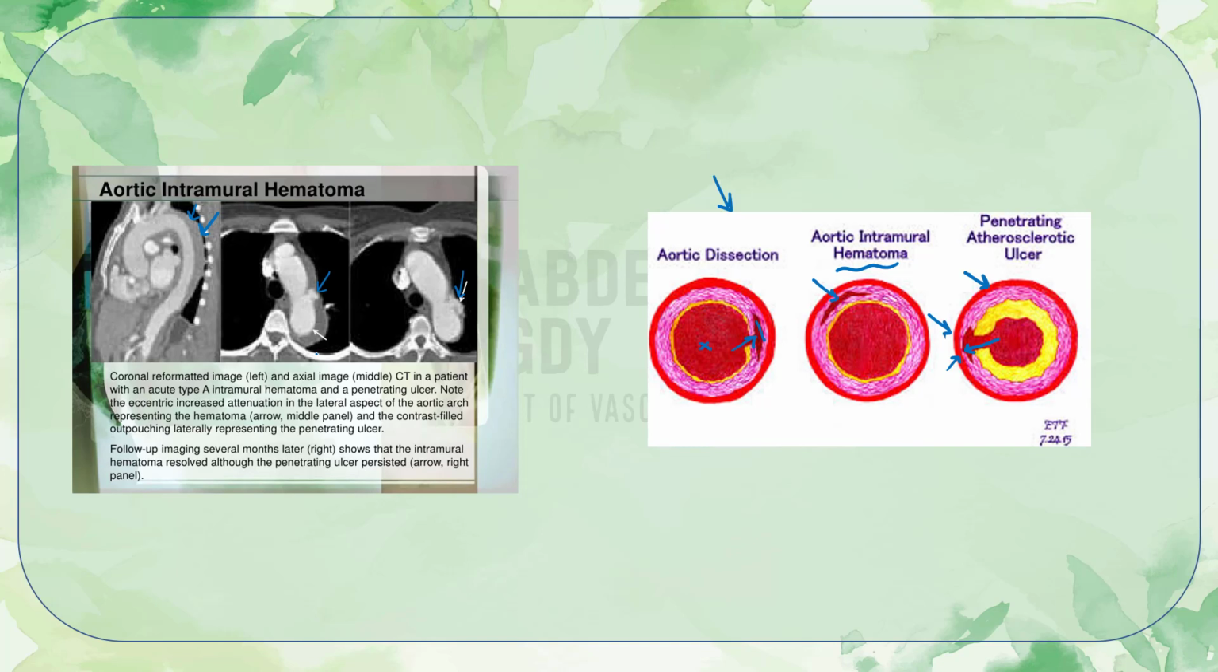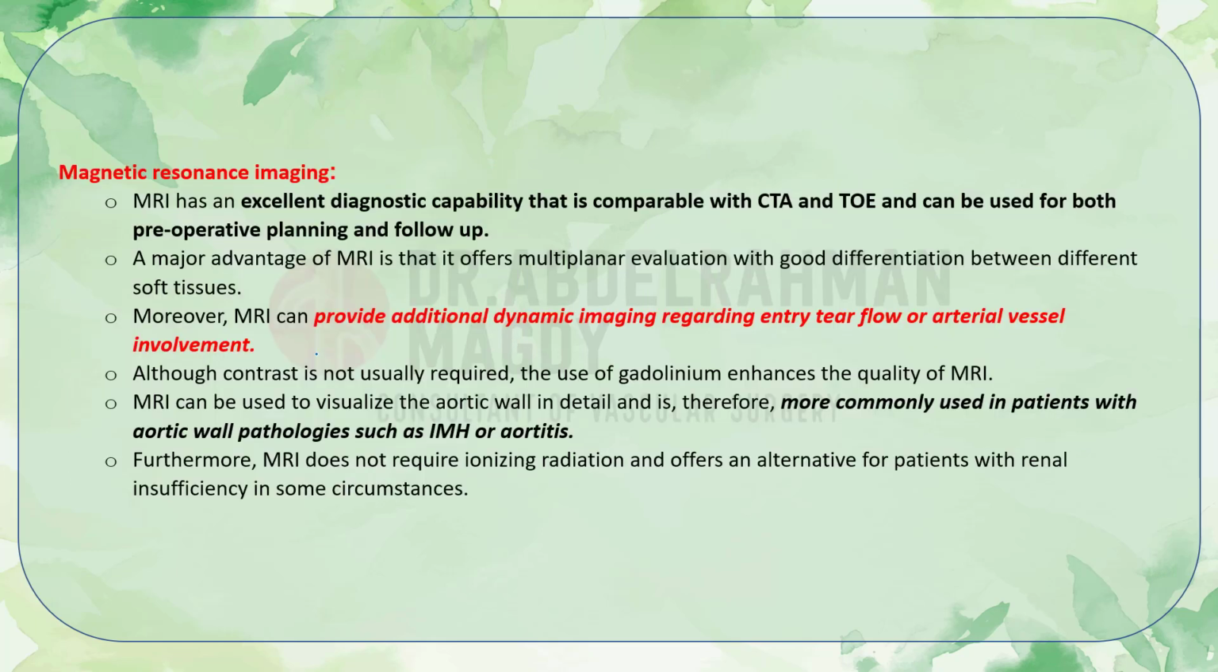And we have to know that penetrating aortic ulcer, aortic dissection, and intramural hematoma can interchange with time, or can be considered as a dynamic process of the acute aortic syndrome. What about the magnetic resonance imaging? MRI has an excellent diagnostic capability that is comparable with the CTA and the transesophageal echo, and can be used for both preoperative planning and even for follow-up.